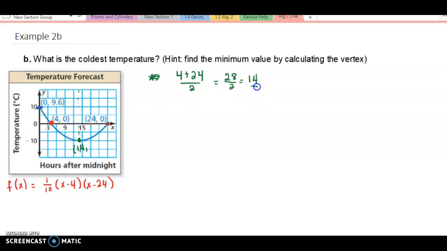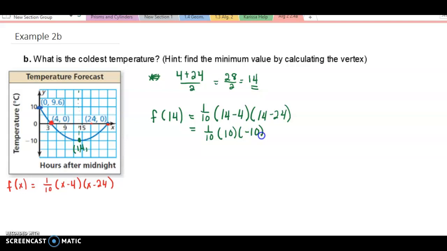To find the y value, we can just plug the x in. So f of 14 equals 1/10 (14 minus 4)(14 minus 24). When we simplify this out, we get 1/10 times 10 times negative 10, which is 1/10 times negative 100, which is just negative 10. And to be proper, it'd be negative 10 degrees Celsius.